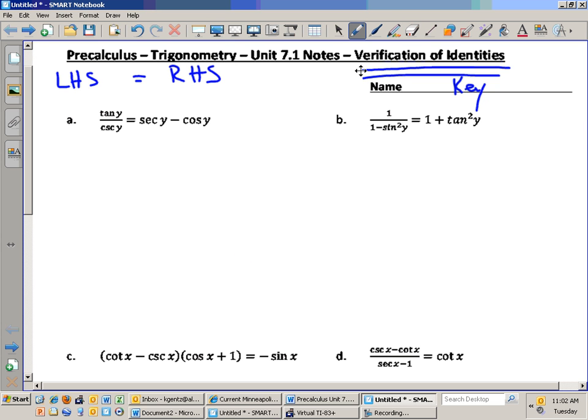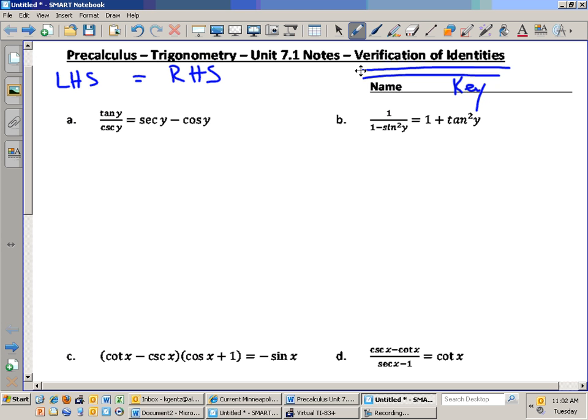So I need to take this tangent of y. You're always going to work with the left-hand side in this case. I'll always set them up where it would be the left-hand side. But we can't manipulate the right-hand side at all. So I've got to take tangent of y over cosecant of y, which is basically what we did yesterday. The only difference is I know what it turns out to be. I have to make it look like that.